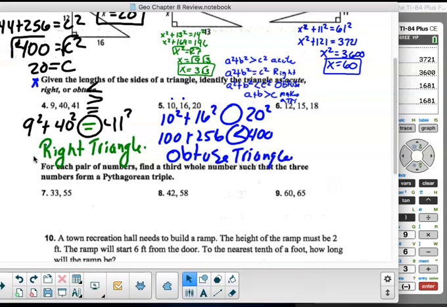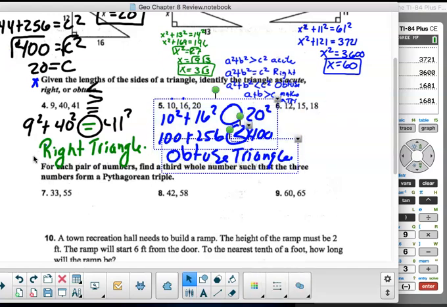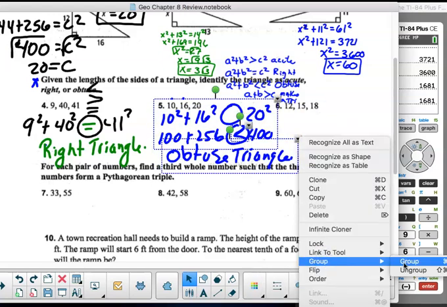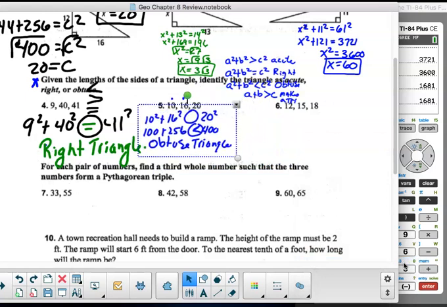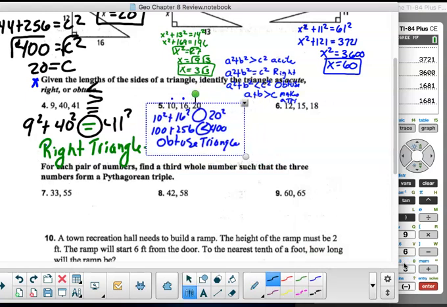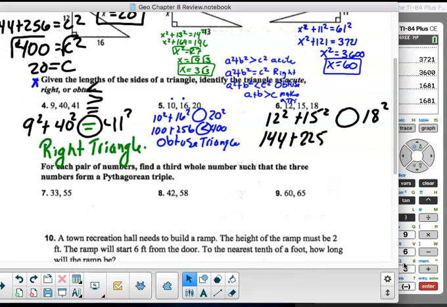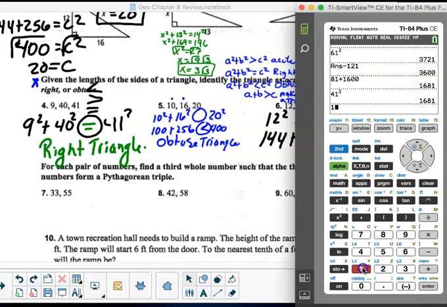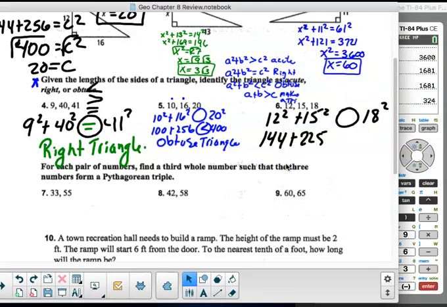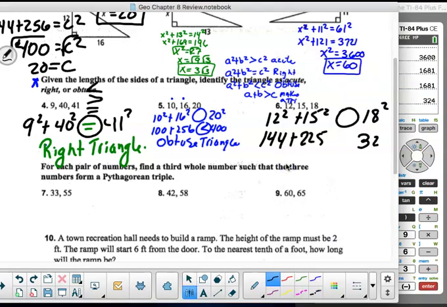Okay, my last one here, and that got a little big, so we're going to bring that down. I've got 12 squared plus 15 squared, and I'm going, hey, 18 squared, how's that going to be? Well, 12 squared is 144, 15 squared is 225, 18 squared is 324. That's 324, yep, I just had doubts. So I got 324, okay?